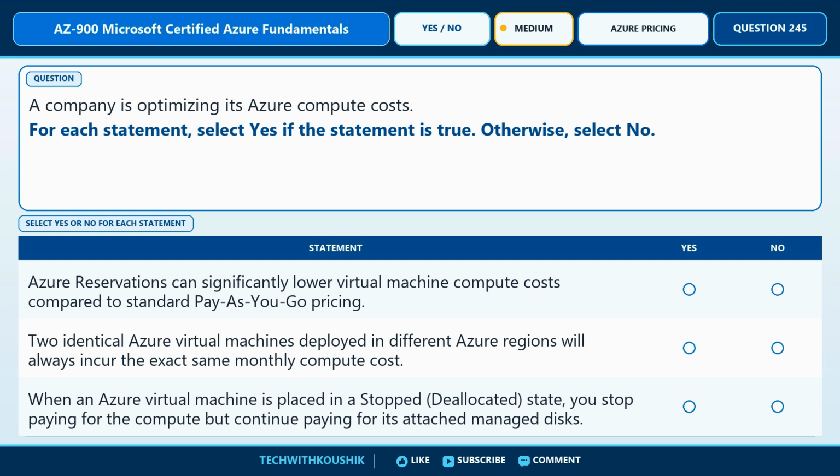Now check statement 2. Two identical Azure virtual machines deployed in different Azure regions will always incur the exact same monthly compute cost. Now check statement 3. When an Azure virtual machine is placed in a stopped, deallocated state, you stop paying for the compute but continue paying for its attached managed disks.